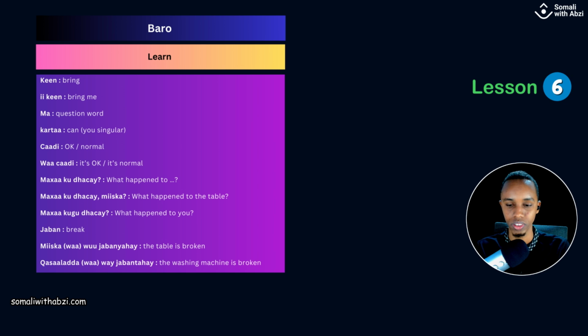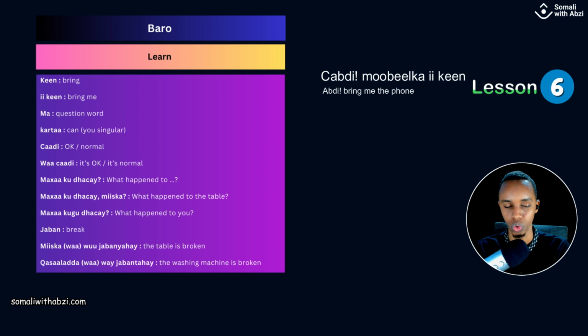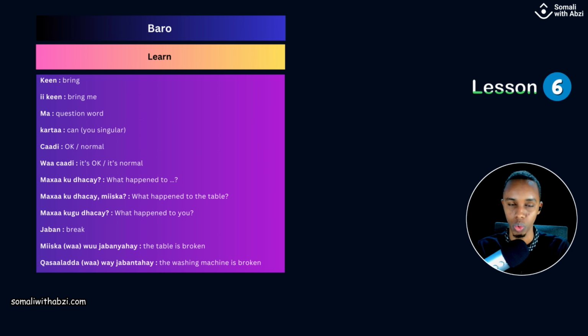So you can call your sister or your little brother Abdi or Ahmed. Mobilki ii ken. Let's bring me the phone. You can always say bring me my phone, but in Somali we just say the word with a different article. Mobilkayga ii ken. That's also fine. So you don't need to ask your family or people you know: Mobilkayga ma ii keeni kartaa?